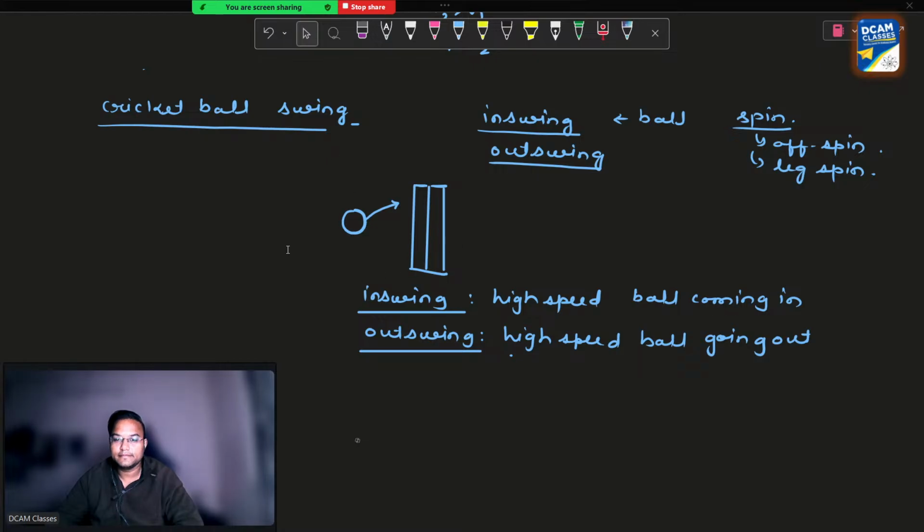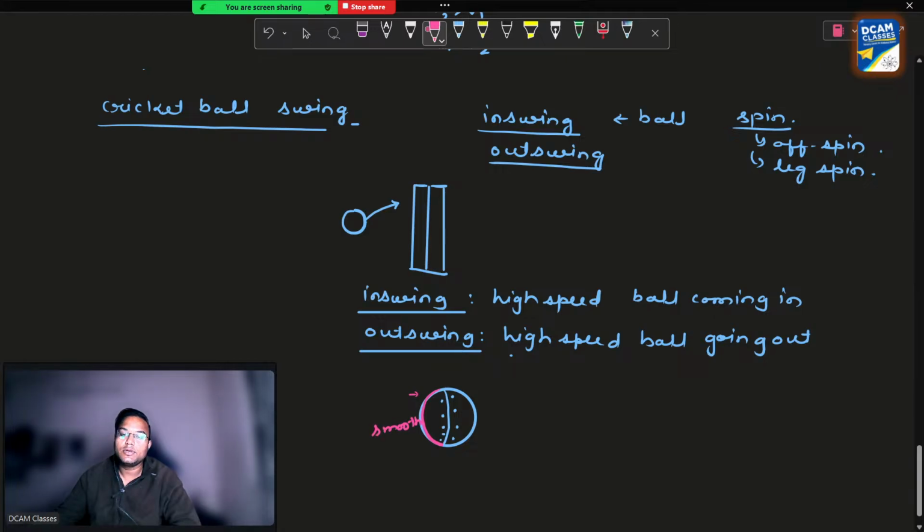Yes, sir. See, now I'll explain the phenomenon of why in-swing and outswing occur. Why do they actually rub the ball? This is the seam. If they are rubbing it from this side, the left side, this tends to get smoother due to rubbing. This is rough.